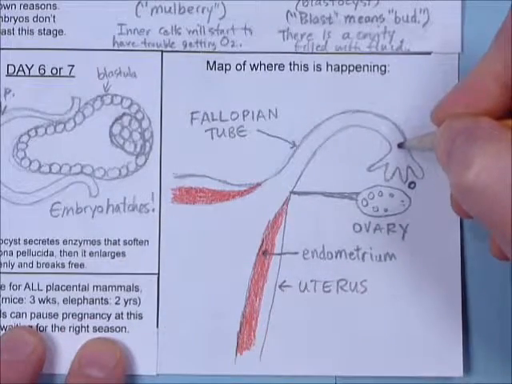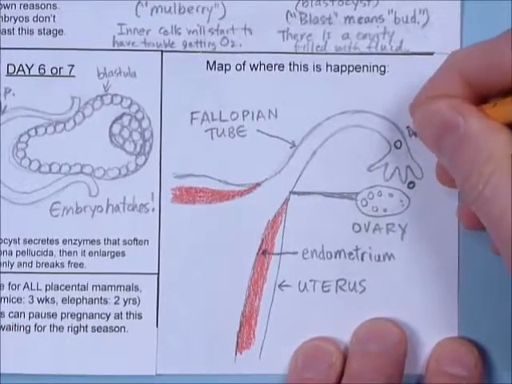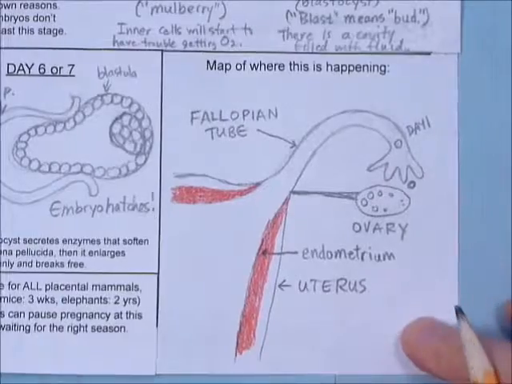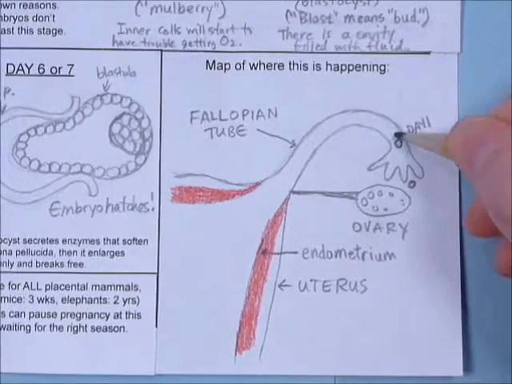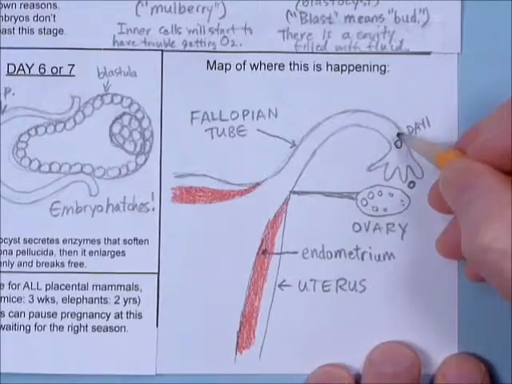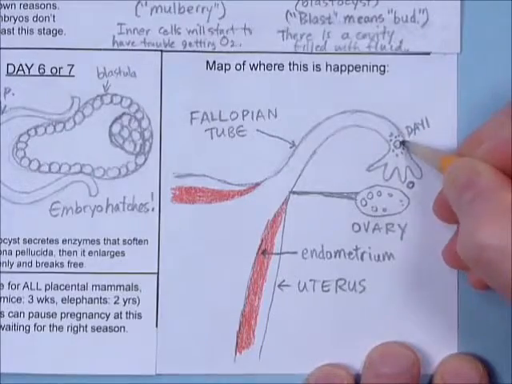so let's put it right here. Let's make this day 1. The picture we saw on day 1, where it's being fertilized and is now a zygote, is occurring right here. So let's make the little dots around it for sperm.